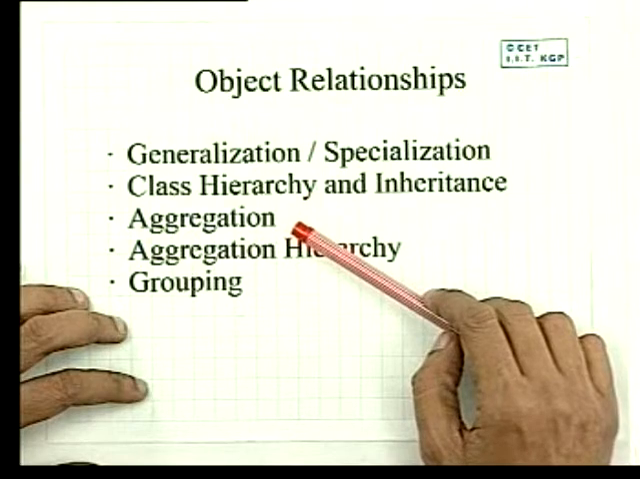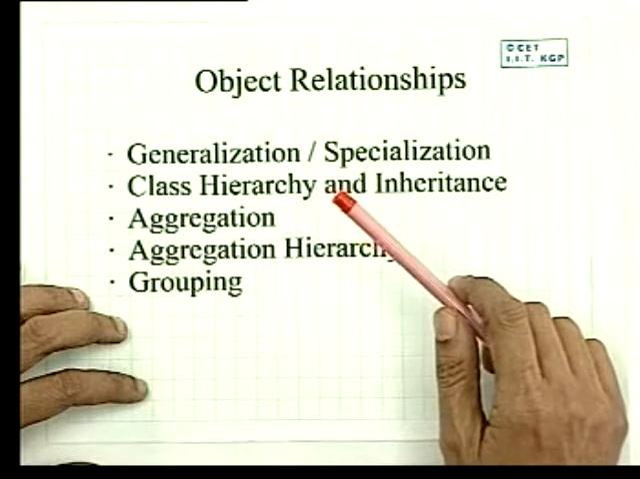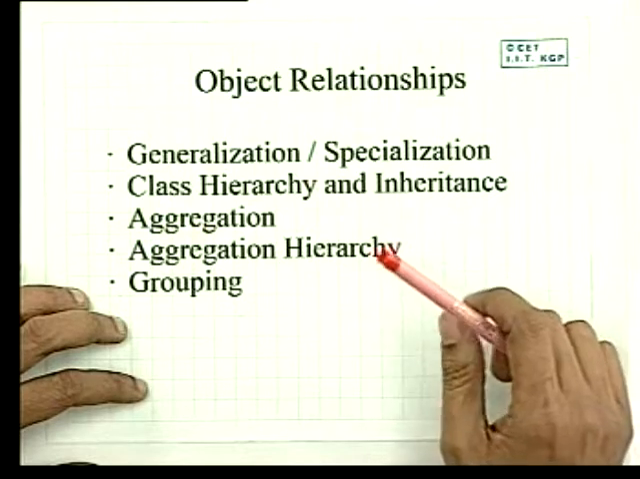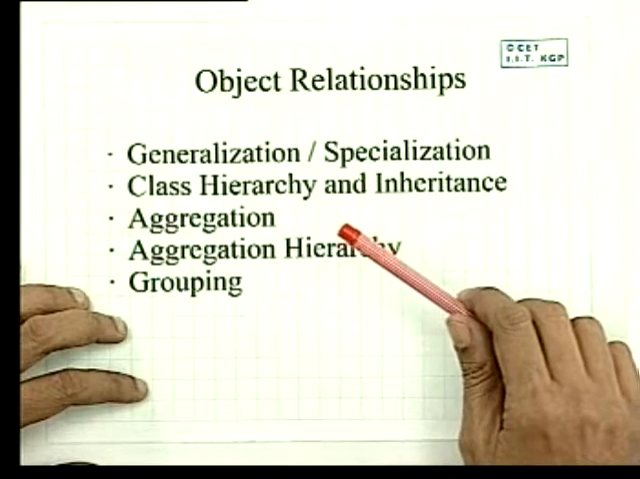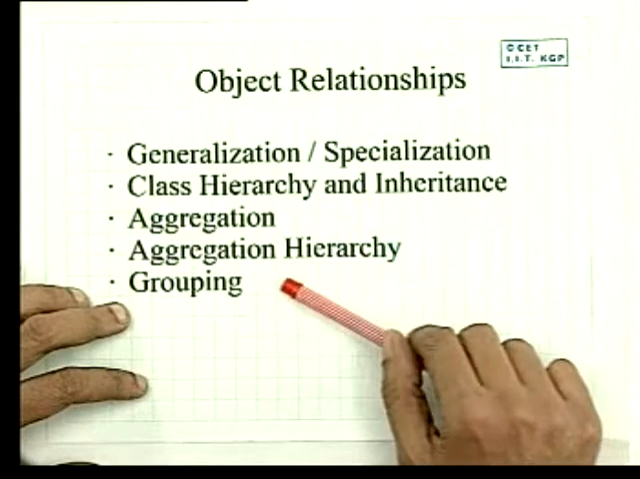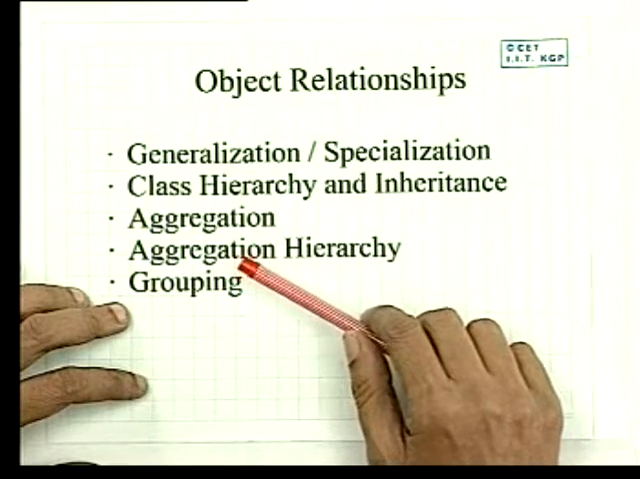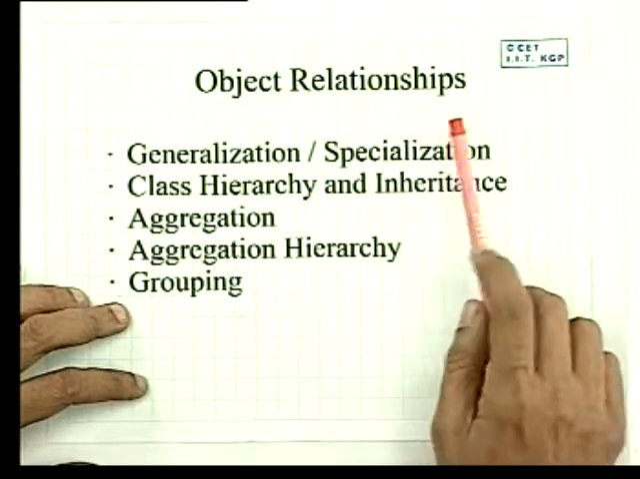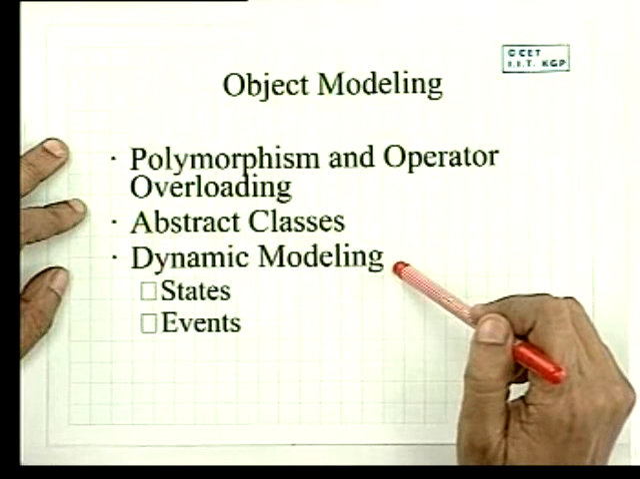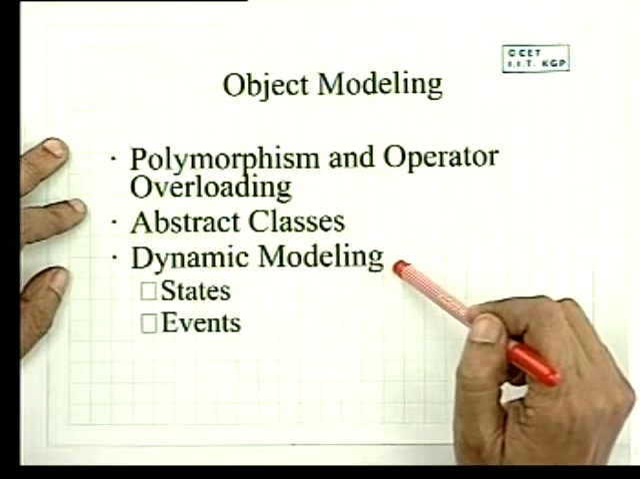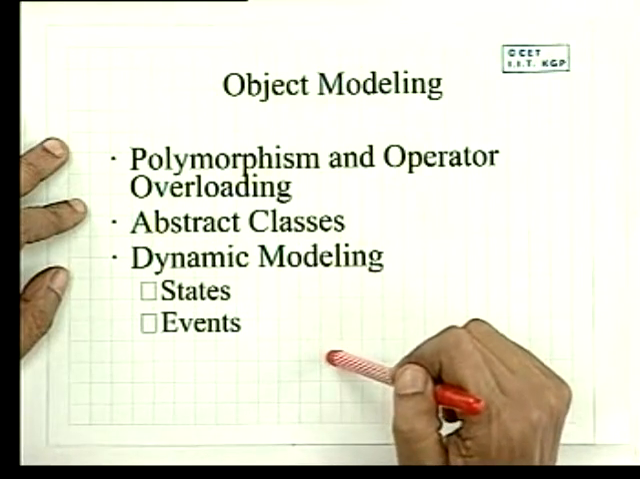Then we'll discuss the concept of aggregation, which is used to construct composite objects, and the objects which are formed by an aggregation hierarchy will be discussed next. The concept of grouping of the objects will be another type of relationship discussed next. Continuing with the object modeling, we'll discuss the concept of polymorphism and operator overloading, the abstract class, and the dynamic modeling. In connection with the dynamic modeling, we'll discuss the concept of states and events.